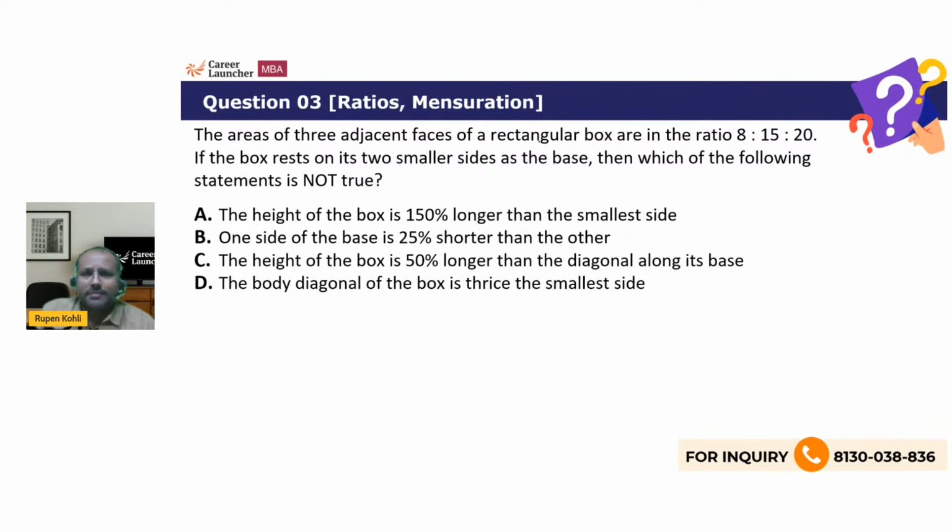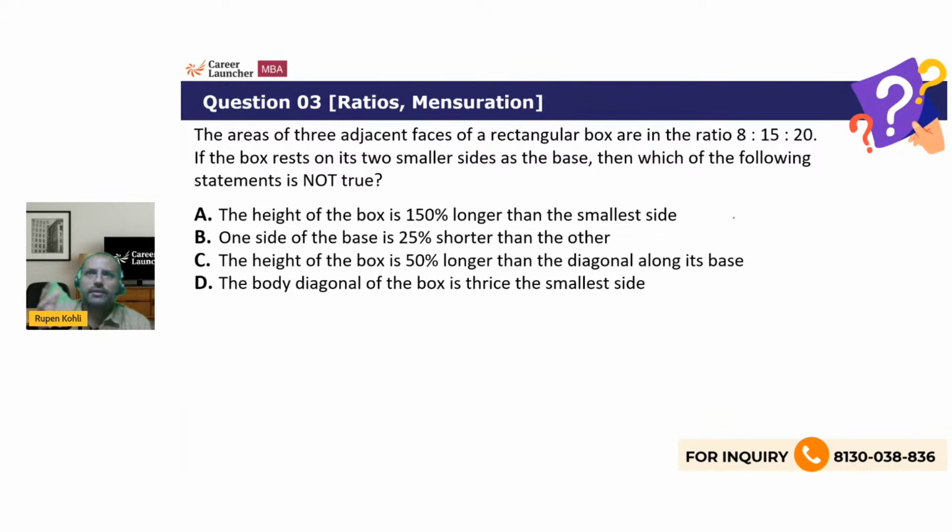So, rectangular box basically means a cuboid. That's what we are having, right? And then some ratios given over here. Areas of three adjacent faces, right? So we know that a cuboid or a rectangular box has three pairs of congruent rectangular faces: top and bottom, left and right, front and back, right?